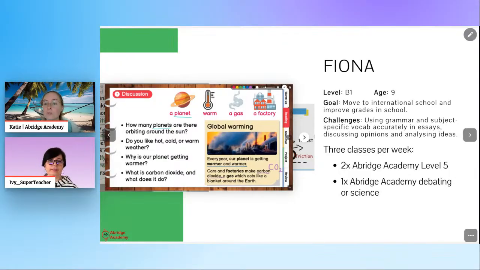And with the assessment, I thought it would be a good idea to consolidate first her grammar and core English skills with Able Academy Level 5 initially, before she moved to the international school. And then I introduced Able Academy debating and science lessons. And actually, since she's moved to international school, we've cut back on the core curriculum lessons and focused more on the academic writing side of things.